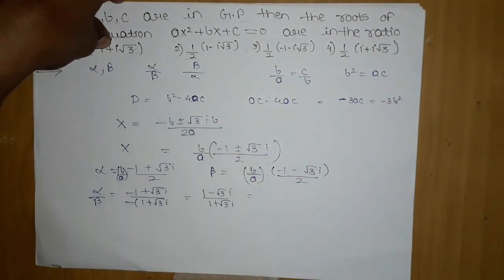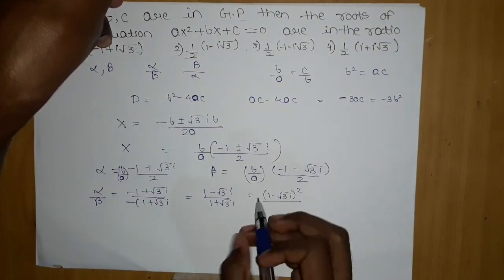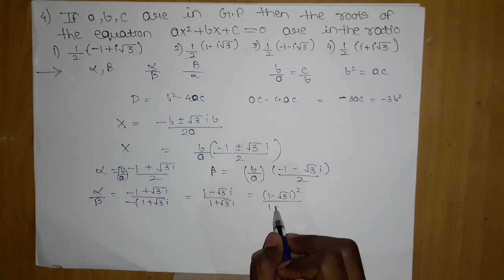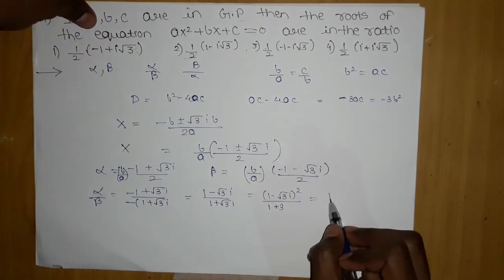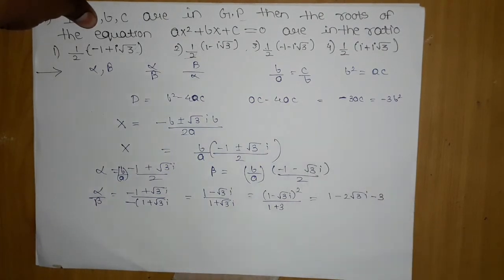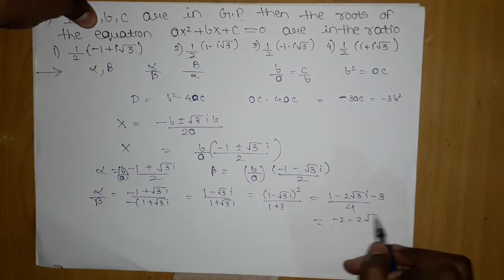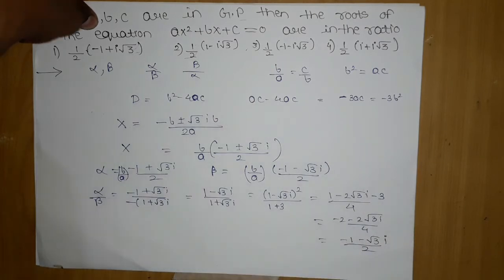Now it will make your task easier. To divide them means to rationalize, which will give us 1 minus under root 3 iota the whole square upon 1 minus, and iota square is minus 1, so this will give 4. Here if I open it, I will get 1 minus 2 under root 3 iota, and 3 iota square, so it will be minus 3 upon 4. So what I am getting is minus 2 under root 3 iota upon 4. If I cancel out the 2, I have minus 1 minus root 3 iota by 2. Is there any option like this? Yes, there is an option, which is the third option.